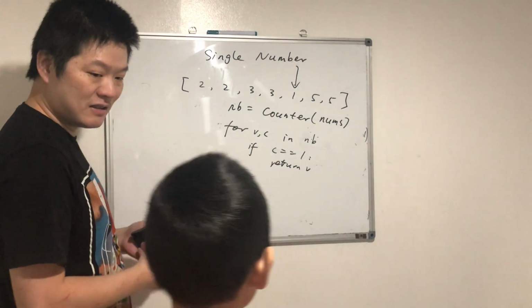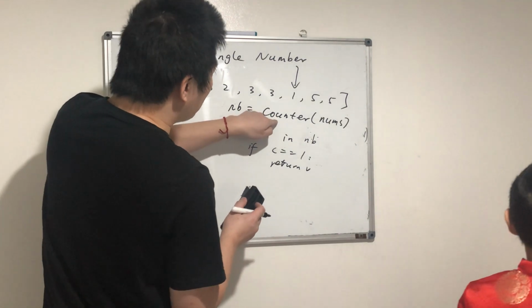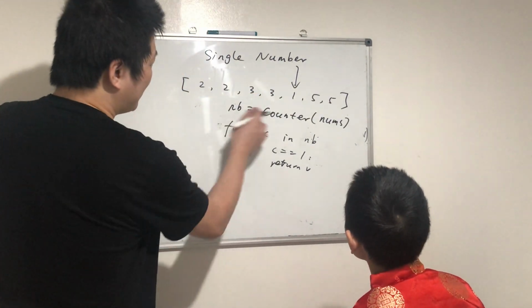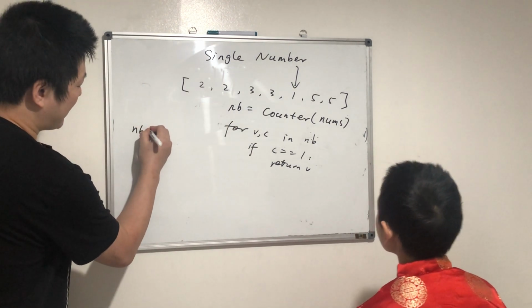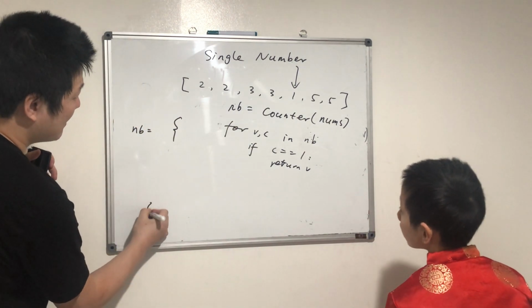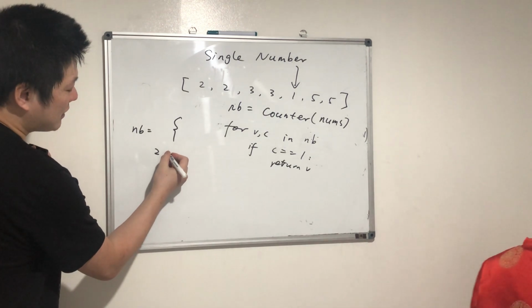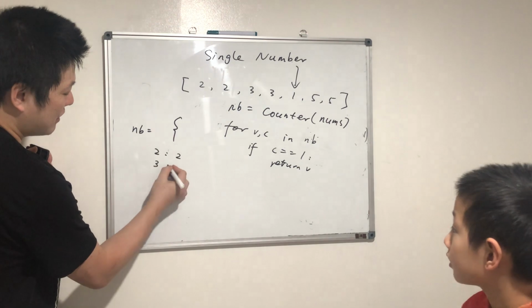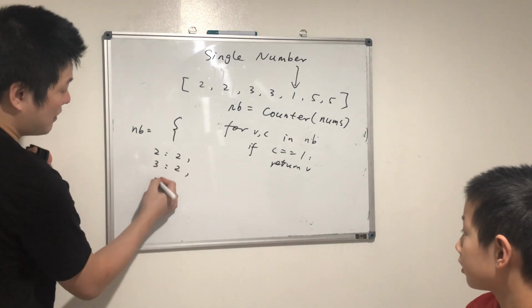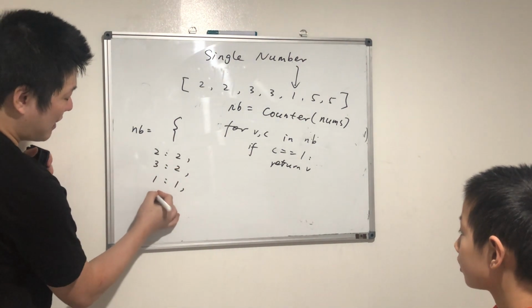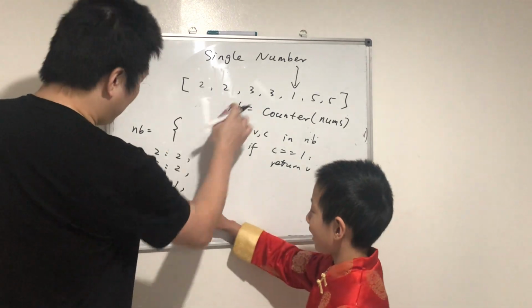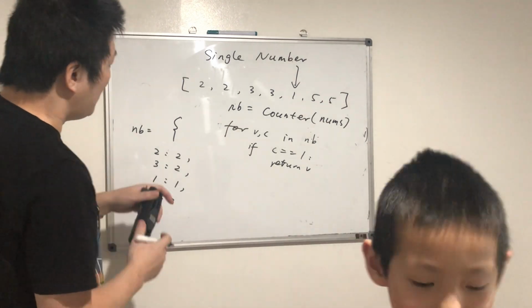Look at this counter. So what happened? These are 2, 2, 3, 3, 1, 5, 5. What happened in this notebook? The notebook will be an object containing the numbers and their counts. What's the value of 2? It's 2. For 3 it's 2, for 1 it's 1, and for 5 it's 2. So this is the value.